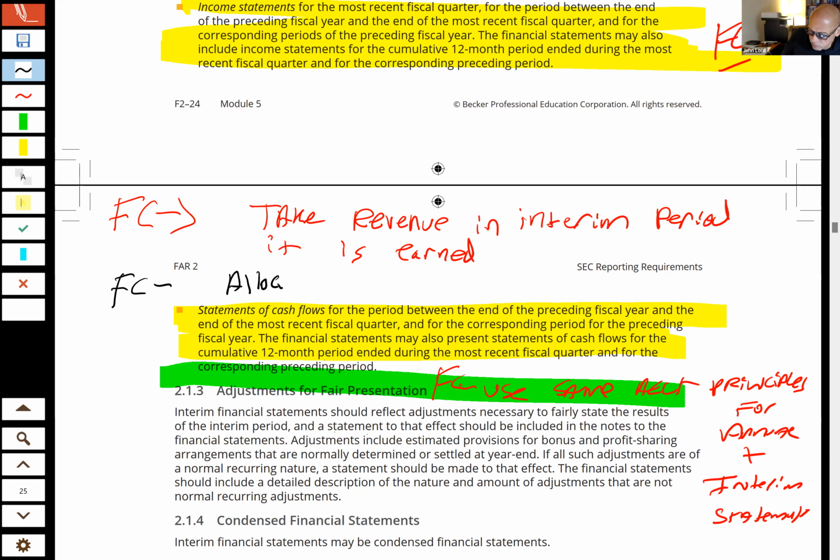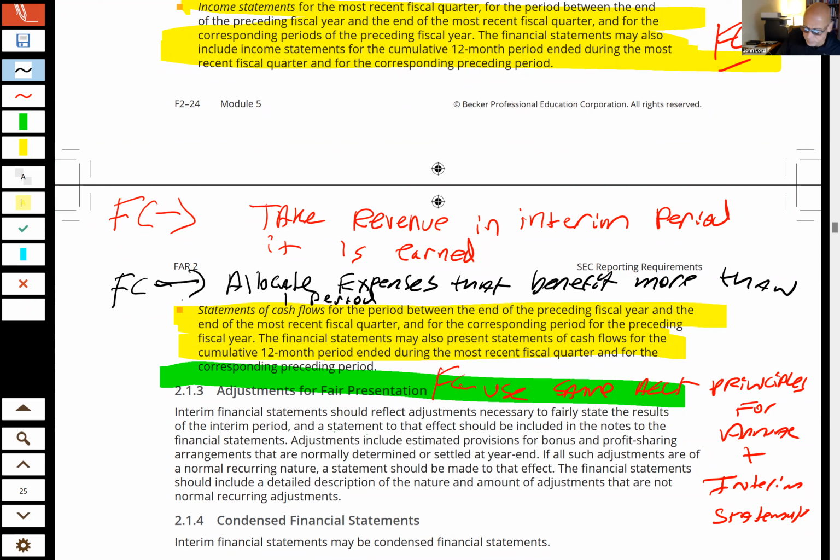Allocate expenses that benefit more than one period. Allocate expenses that benefit more than one period.